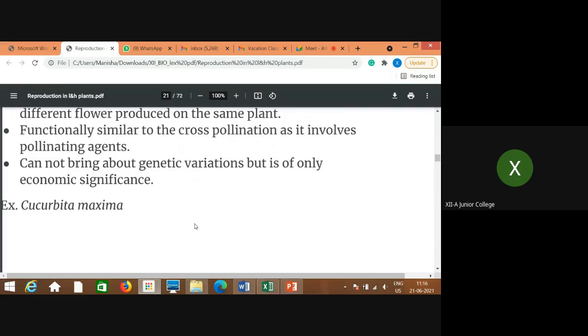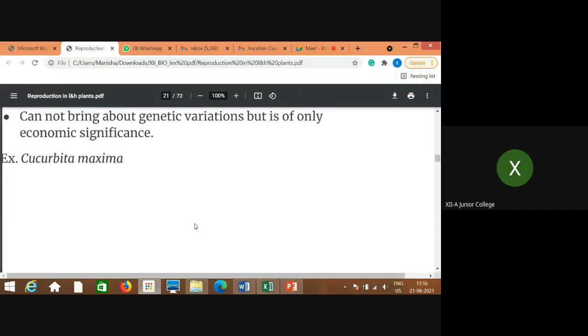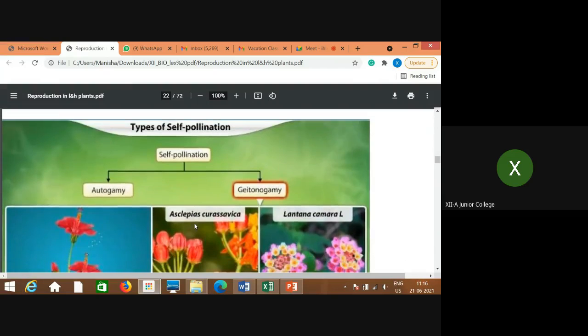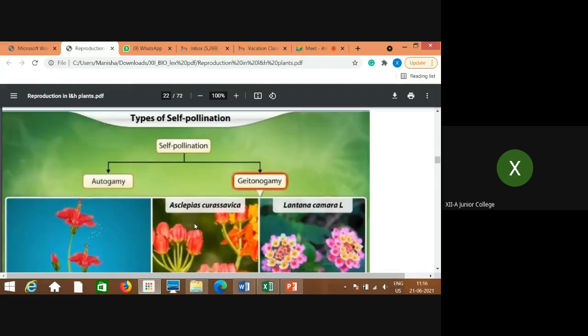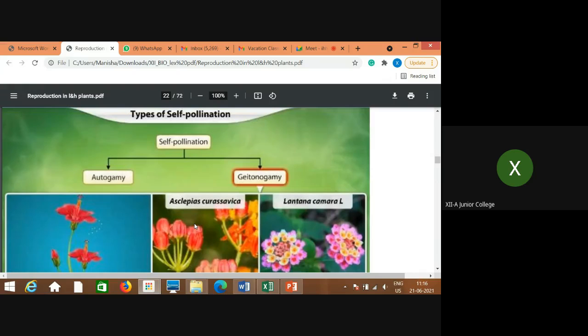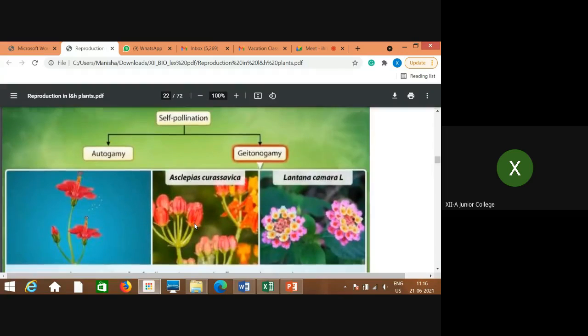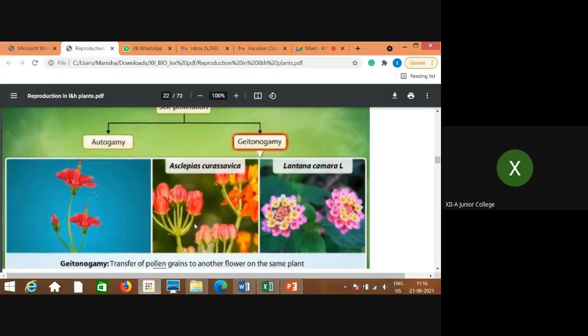So it can be considered a type of cross pollination, but it cannot bring any genetic variation, and is of only economic significance. Cucurbita is the example. As the plant is the same, no such variations are observed. So we can't consider it exactly as cross pollination. We have just considered it as different, that is geitonogamy. So these are some of the examples of self pollination, autogamy and geitonogamy.